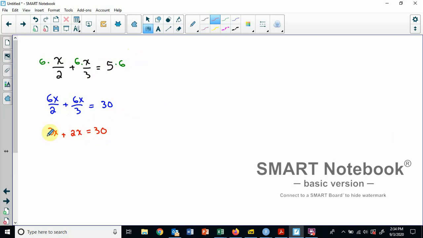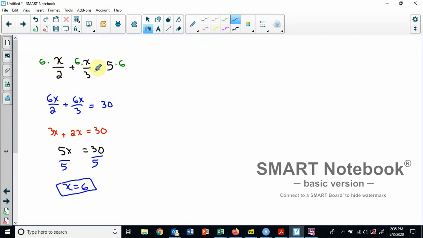I don't have anything to distribute, but I do have like terms here. These 2x and 3x are like terms, so I can combine them. 3x plus 2x is, in fact, 5x. And then I don't have x's on both sides. I just have them on one, so I can go right to solving. And I could get rid of that times 5 by dividing by 5. So x equals 6. So that wasn't too bad.